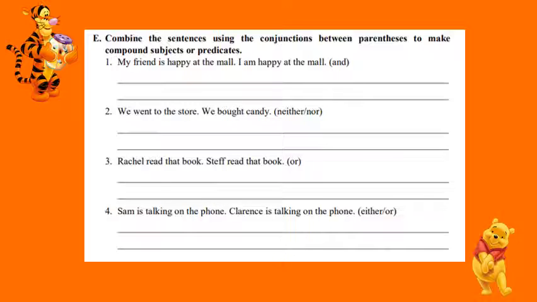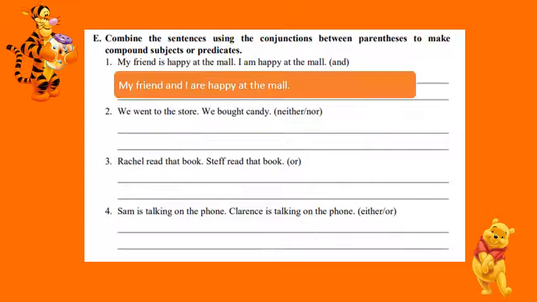Let's start. The first subject in the first sentence is my friend. After my friend, I have to write the conjunction. My friend and, since here I have a coordinating conjunction. My friend and I. But when I have my friend and I, what must I do with the verb? Do I keep it is or am? No, it must be are. My friend and I are happy at the mall.